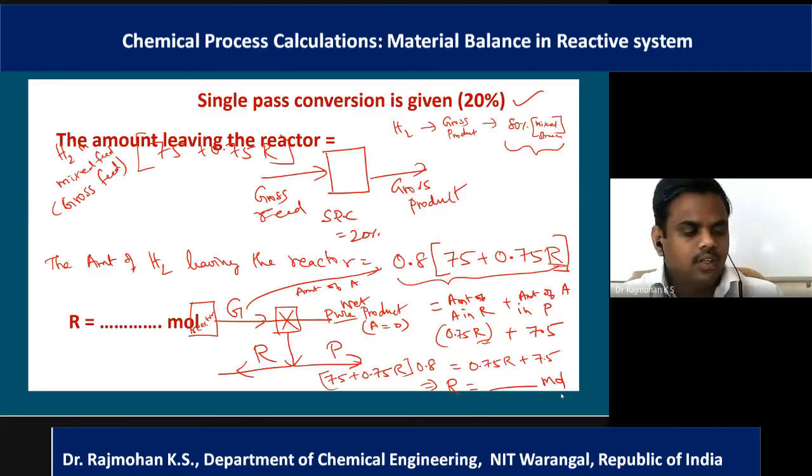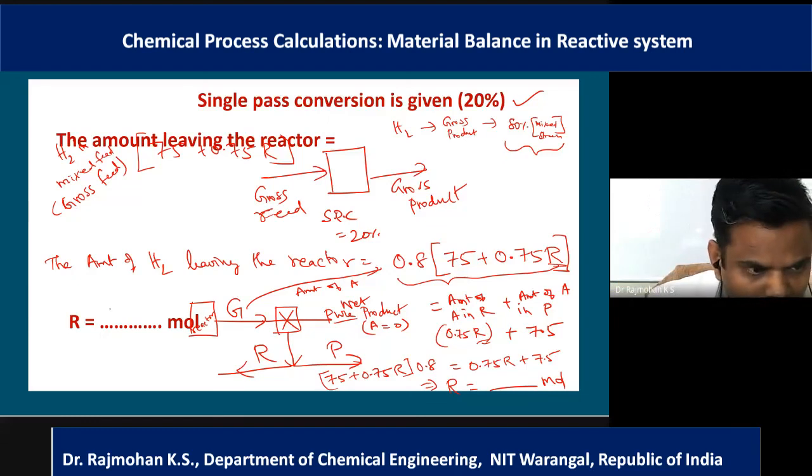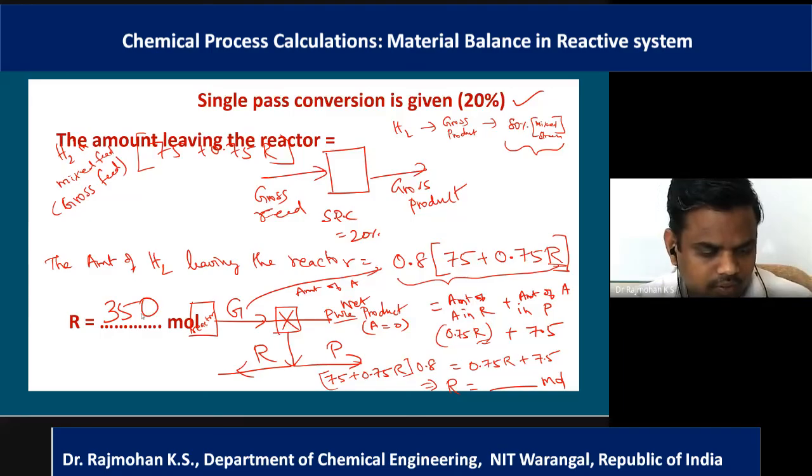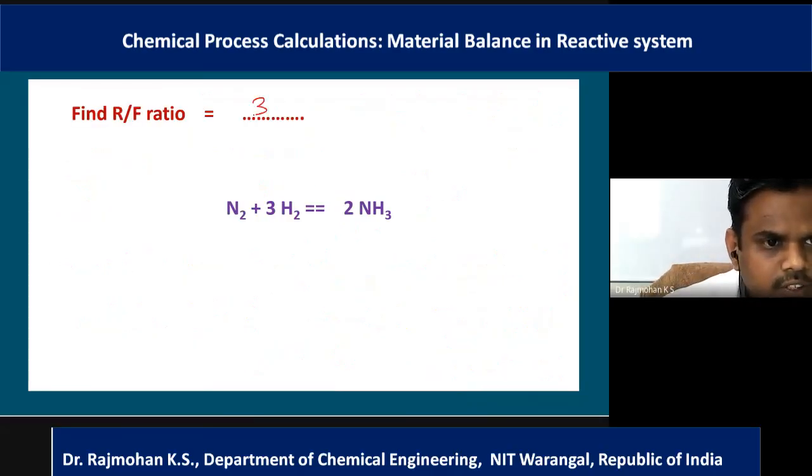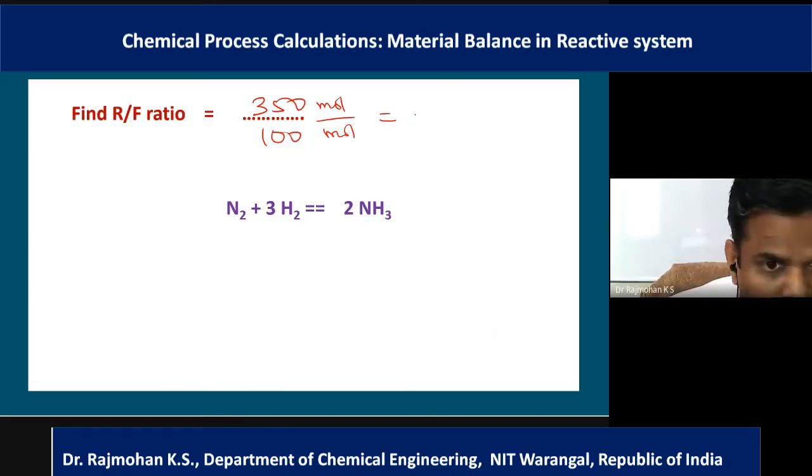Please determine the r value. You will get r value to be 350 moles. Okay. Once r value is determined, f value we have already assumed, right? So you can find out the r by f ratio. R value is 350. Feed we have assumed to be 10, right? So we will get the r by f ratio to be 3.5.